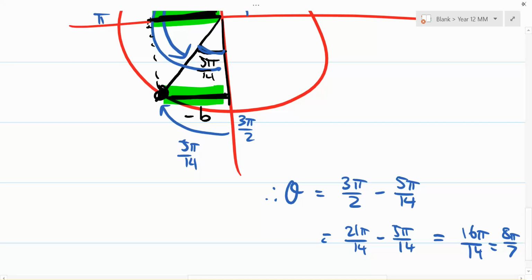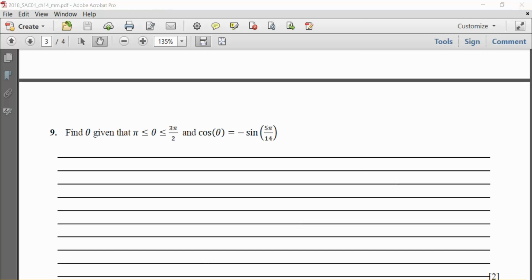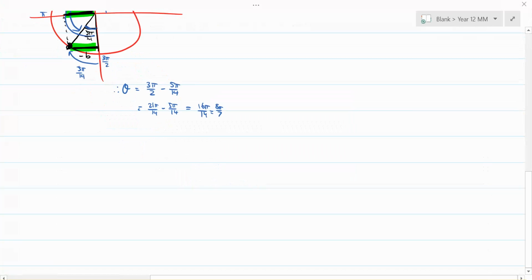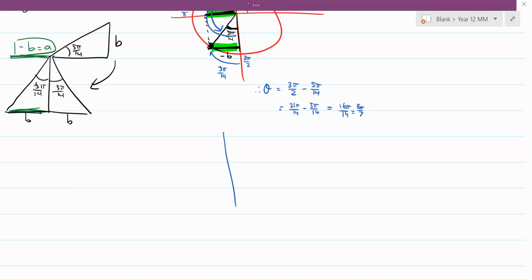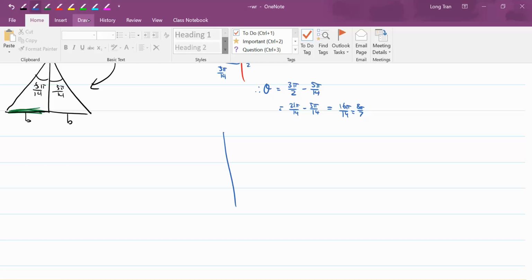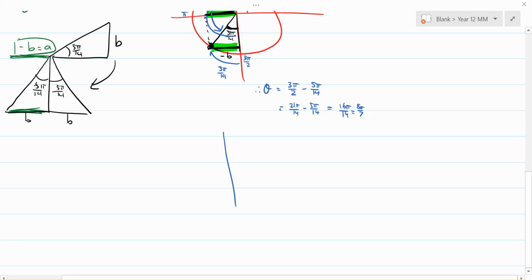I think my OneNote just died. Okay, here we go. Oh, I can't seem to move my screen. Anyways, that's how I got the answer for this solution. Okay?